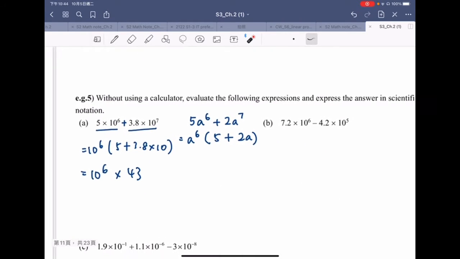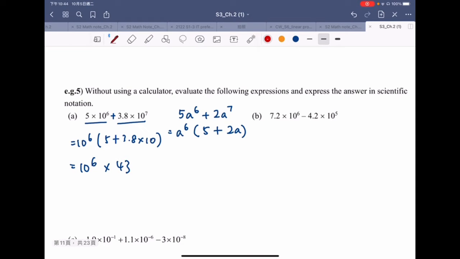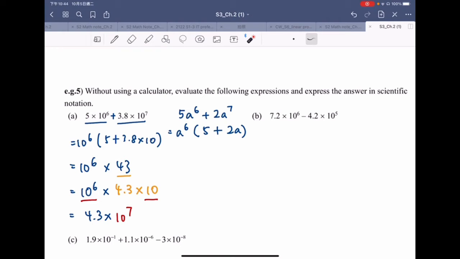Therefore, 43 we need to change to 4.3 times 10. Finally, we need to simplify, grouping these two together to become 10 to the power 7. So finally, the answer is 4.3 times 10 to the power of 7.